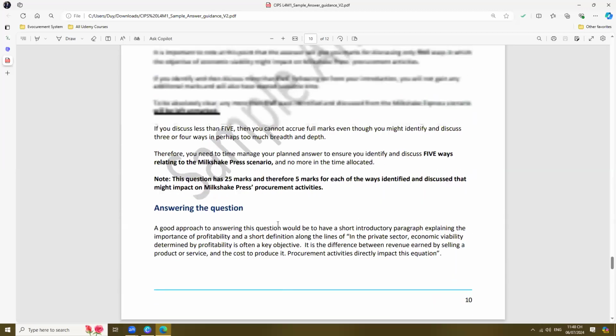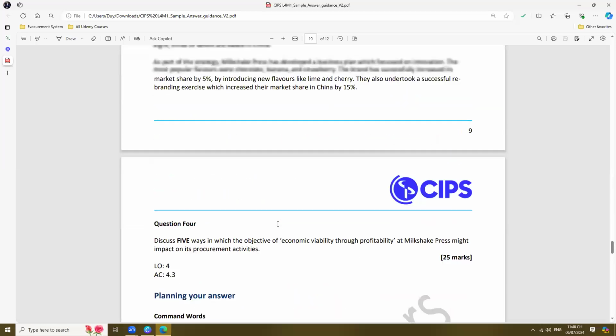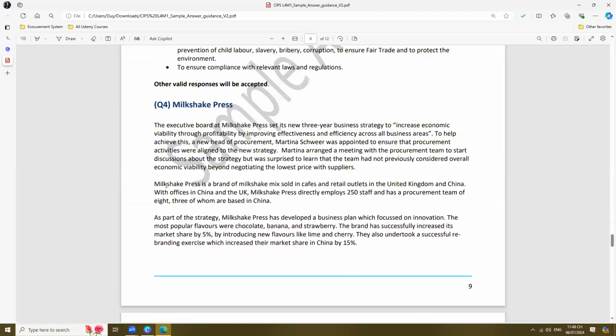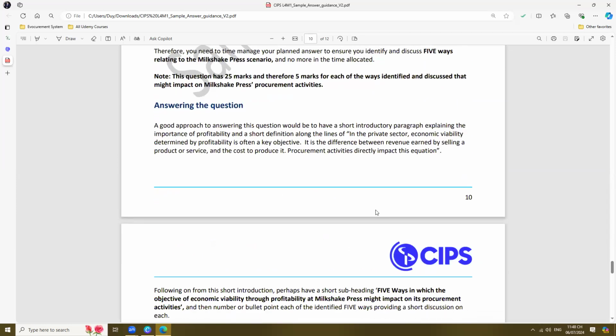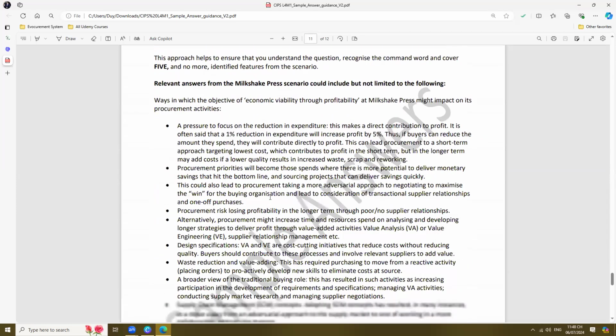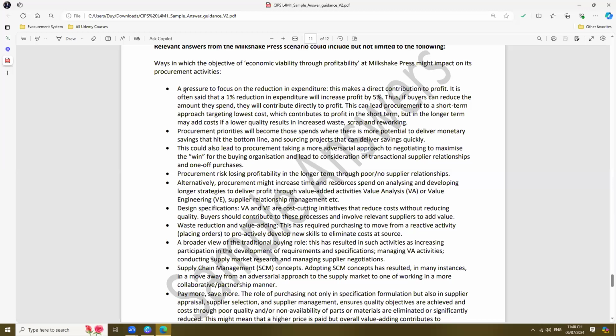In the scenario, we have a name, we have a milkshake press, and we have some information, like they operate in some markets and some flavors like chocolate, banana, strawberry. But nothing about chocolate, banana, strawberry, or China, or UK is present in the answer. This is not the way you should approach it.